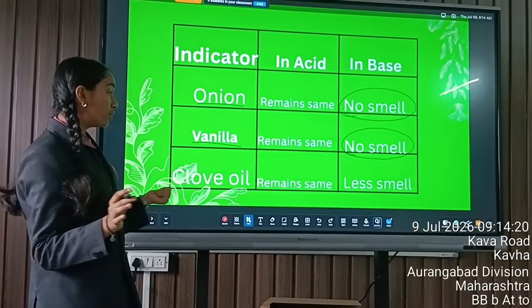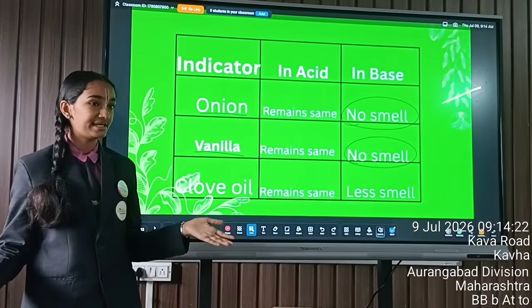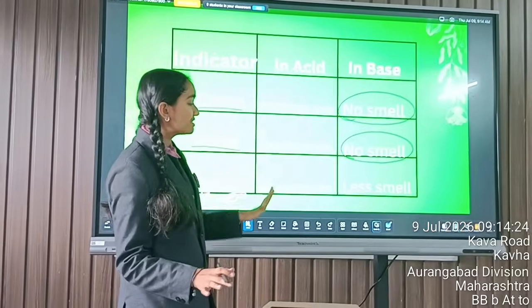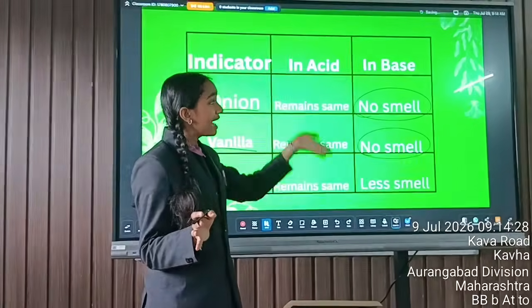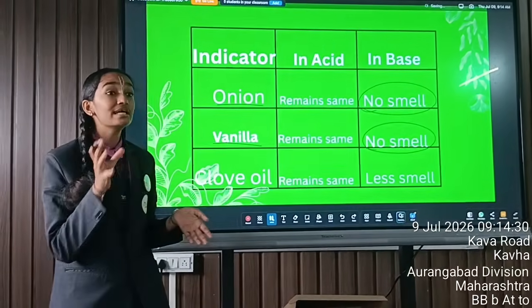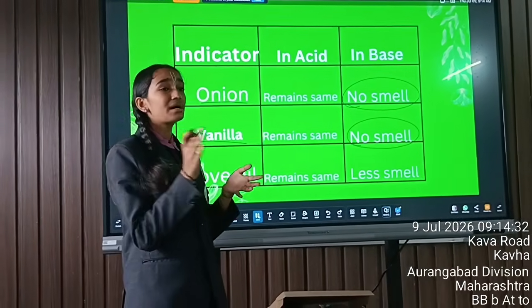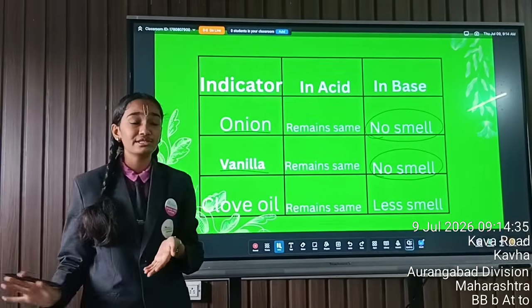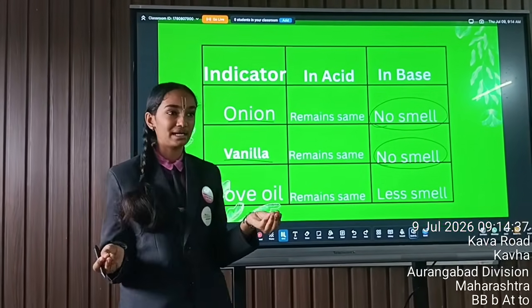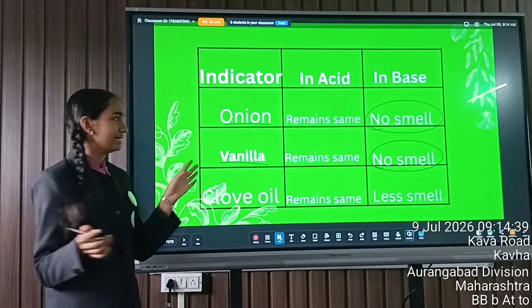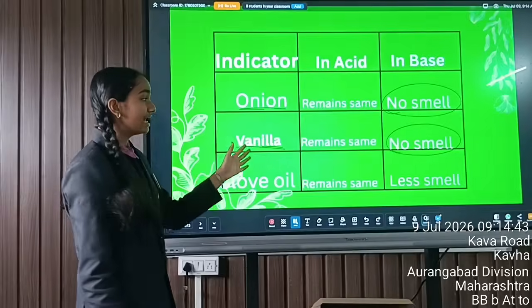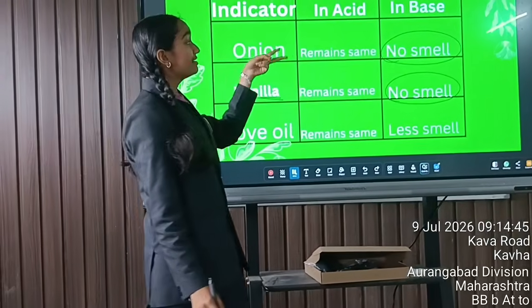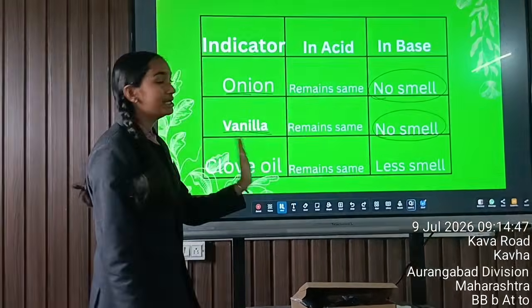But in the clove oil test, the case is completely different. When it is added to the acidic solution, the smell will remain the same. But when it is added to the basic solution, less smell will be observed, meaning the complete smell is not vanished. Some amount of the smell remains. So one trick we can use to remember is that onion and vanilla are the same, but clove oil is different.